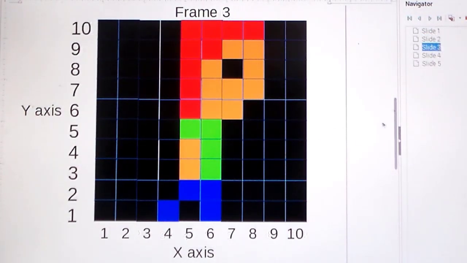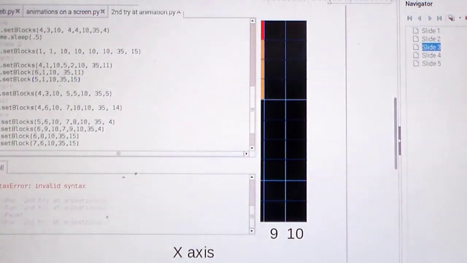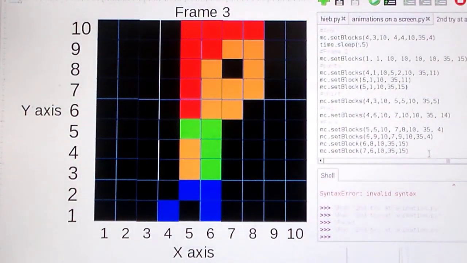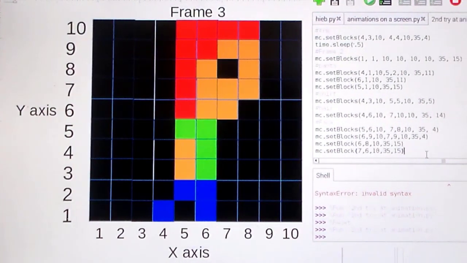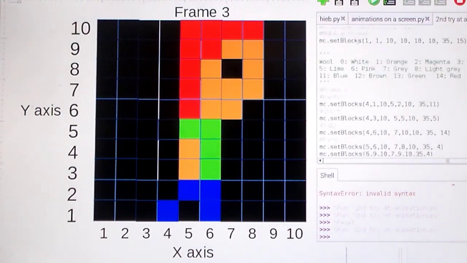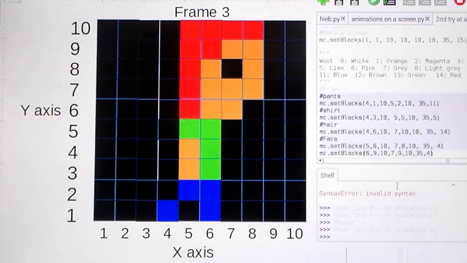Now we're going to start up with frame 3. So moving from frame 2 to frame 3, we're going to move the body over 1. But other than that, it's very, very similar to frame 1, except for the leg at 4-1 is a little bit further back. So this shouldn't be that difficult.